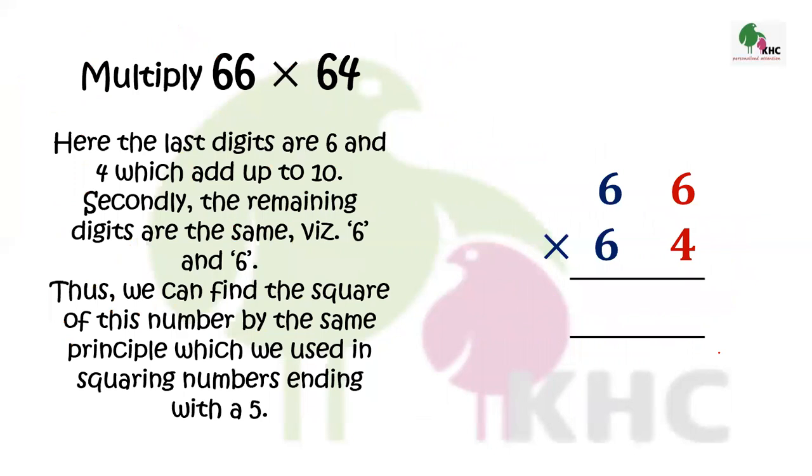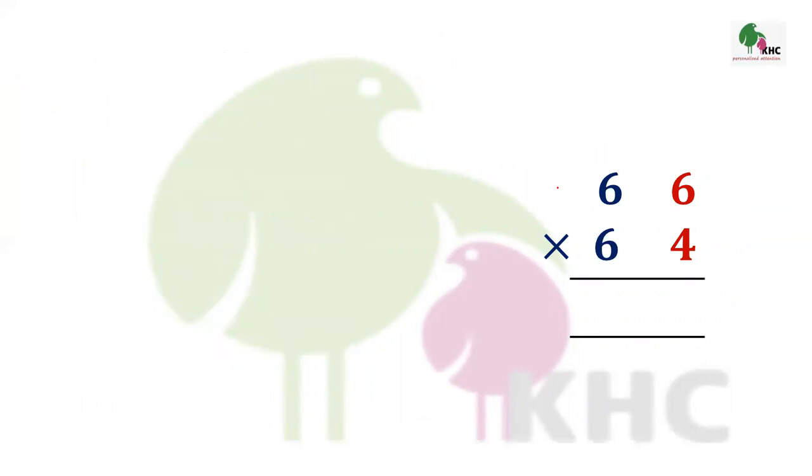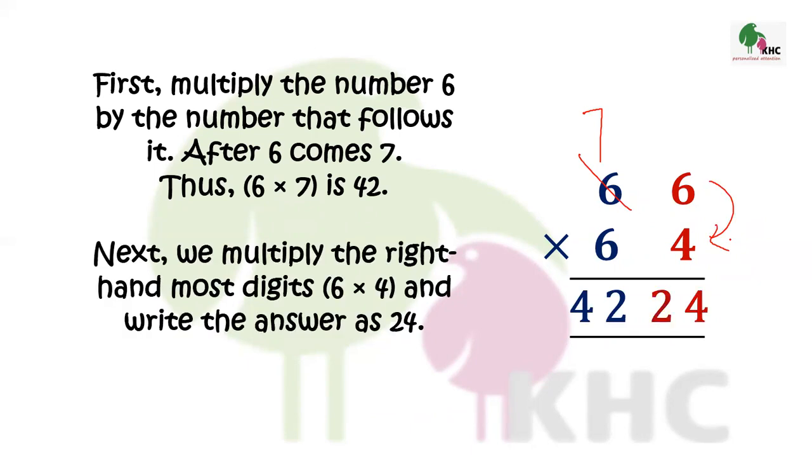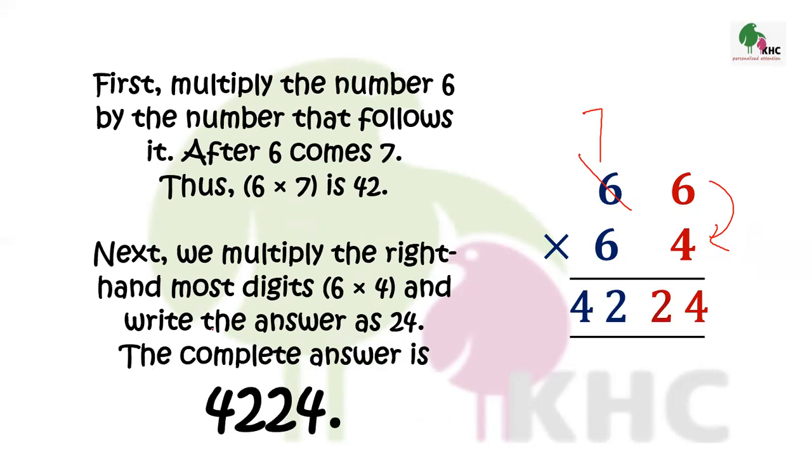Let us look at an example now. The first example is 66 times 64. In this, 6 plus 4 is 10 and the remaining two digits are the same. Therefore, we can apply our rule. After 6 comes a 7, therefore we multiply 6 with 7. The answer is 42. On the right, you have 6 times 4, which is equal to 24. Write it as the right-hand side of your answer. Your answer is complete. So the product of 66 and 64 is 4224.